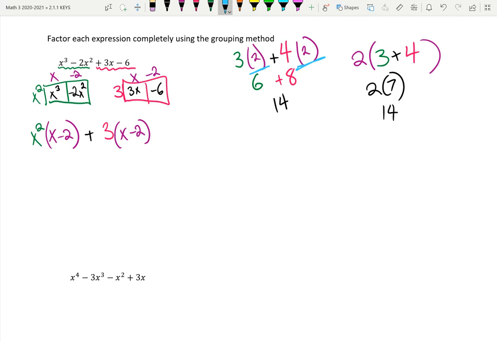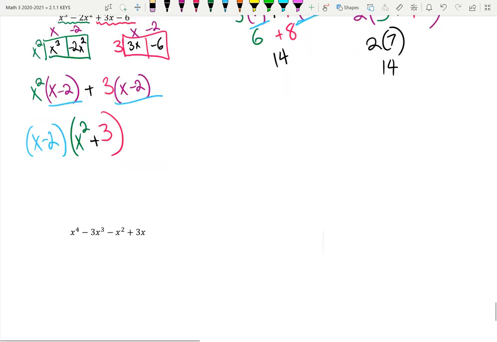So what I'm going to do here is factor out an x minus 2, and it's going to leave me with x squared plus 3. I cannot factor this any further because this plus sign gets in my way. So I'm going to end here, but I just want you to understand that I was able to factor this by looking at the two parts and trying to find a common factor between them all. So let's go ahead and continue.